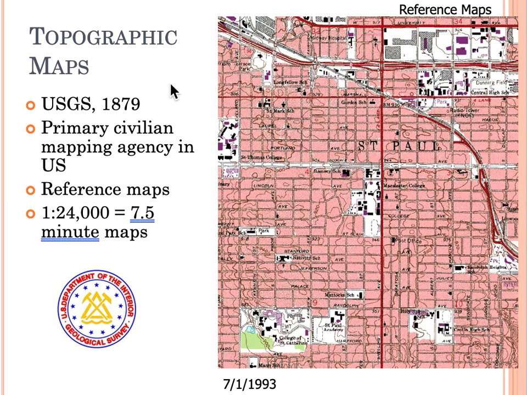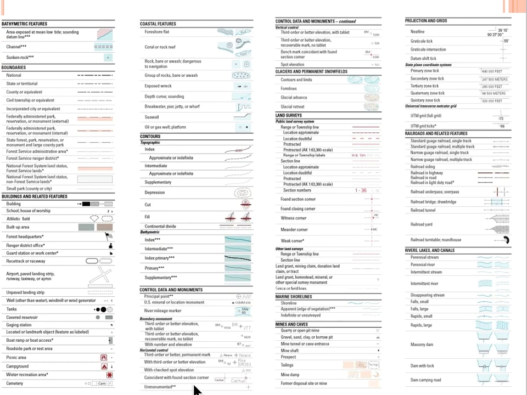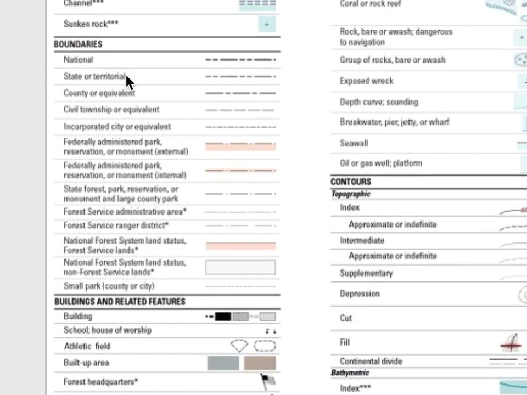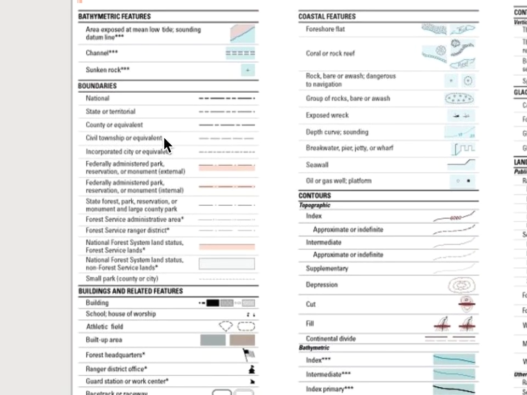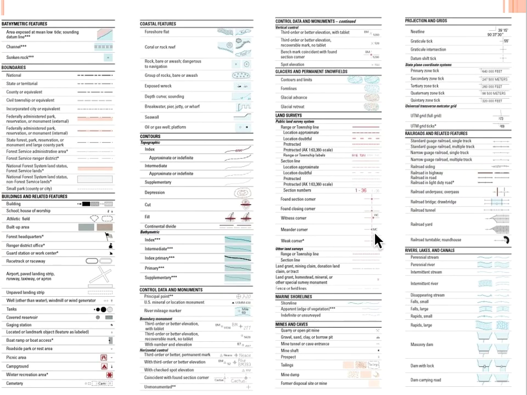Also, topographic maps are reference maps. This is from USGS in 1879. It's showing us the roads and the buildings here. And this was a primary civilian mapping agency in the United States. And again, this is a 1 to 24,000 equals 7.5 minute maps. Also, there is a legend with these reference maps. For example, this is showing us the different types of boundaries and coastal features for this type of reference map.